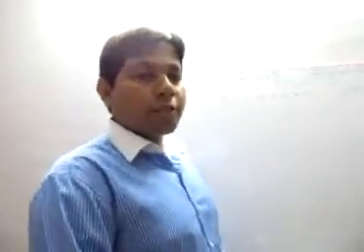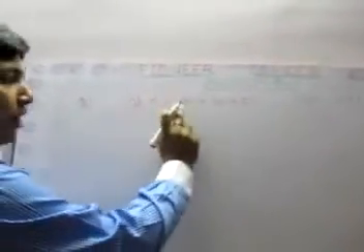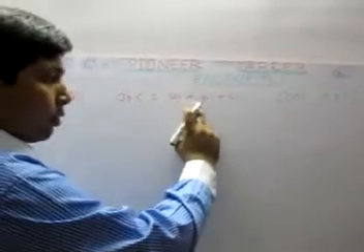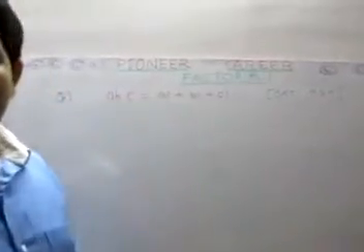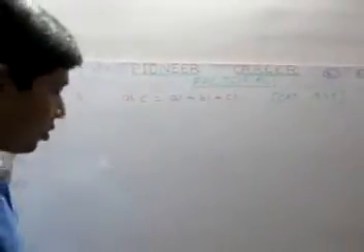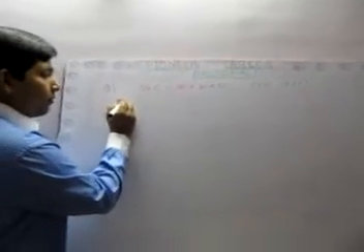Now let's discuss a question that was asked in CAT 1997. The question is: ABC is a 3-digit number such that ABC is equal to A factorial plus B factorial plus C factorial. How many 3-digit numbers exist that satisfy this condition? So to solve this question, just note down all the factorials.